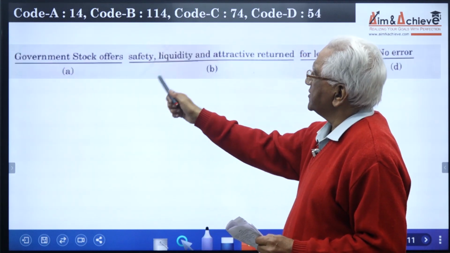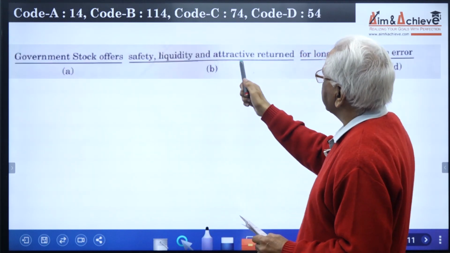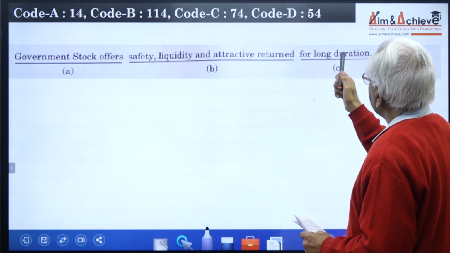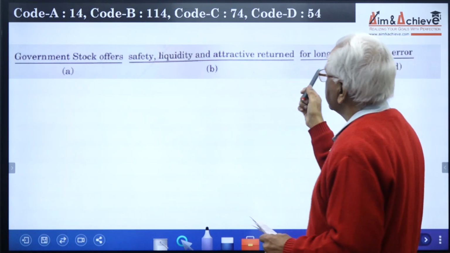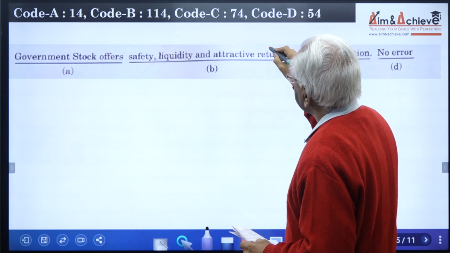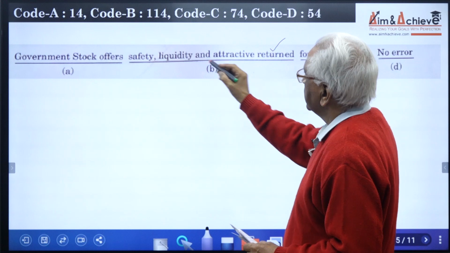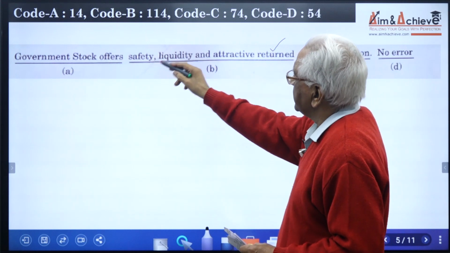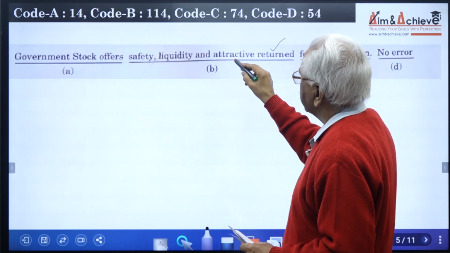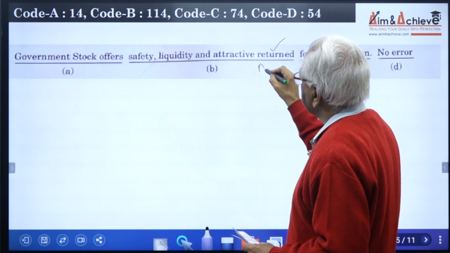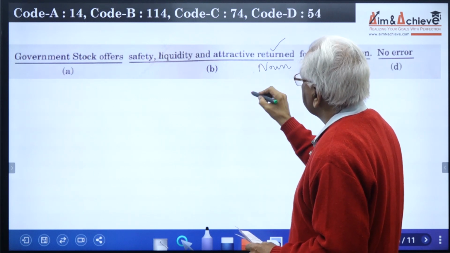Government stock offers safety, liquidity and attractive returned for long duration. If you see this word, what is this word, returned? Returned is a verb, but what do we need? Safety, liquidity and attractive, so we need a noun here. So the noun form is returns.